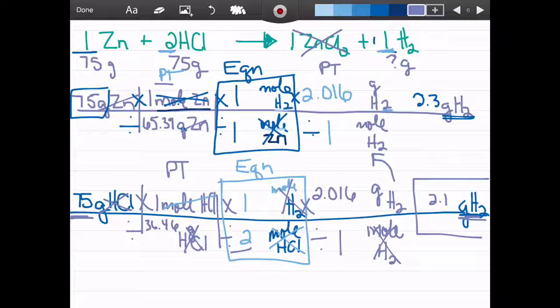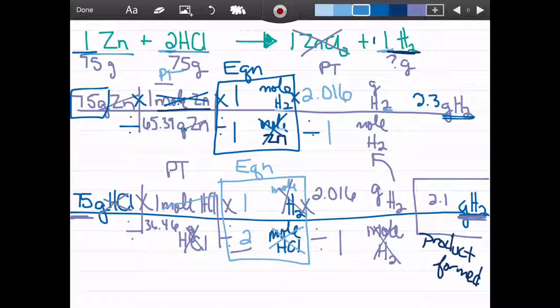Now, this 2.1 is not the limiting reactant because it's talking about grams of hydrogen. If you look up here, hydrogen is on the right-hand side of your equation, meaning it's not a reactant. So it can't be the limiting reactant, which means this is the actual amount of product that is formed from the reaction between 75 grams of each reactant. Now, our reactants are on the left-hand side of our equation, so we have HCl and we have zinc. We need to figure out which one is limiting.